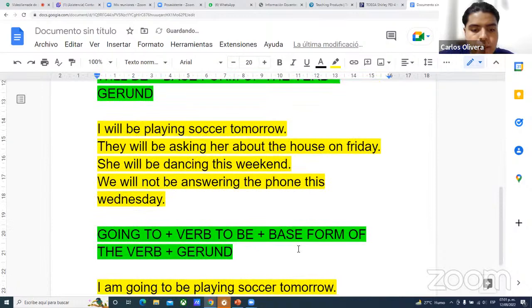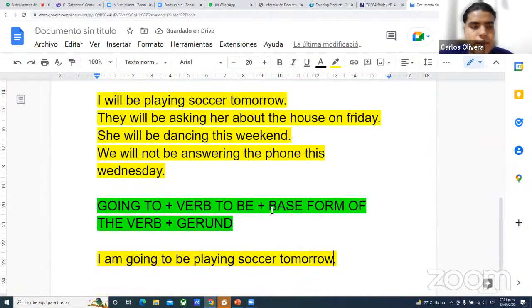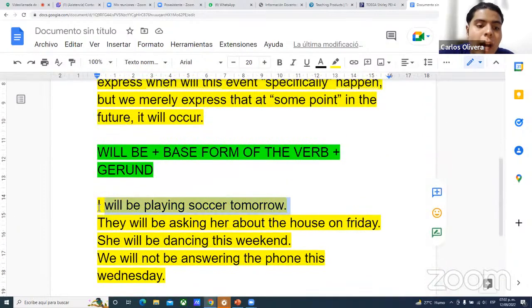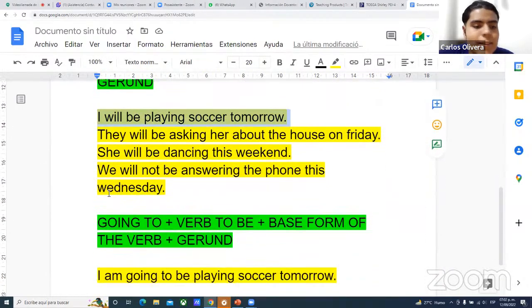Okay, so just in case, as you can see, this is exactly the same. I will be playing soccer tomorrow is, well, basically identical. That was the word I was looking for before. I am going to be playing soccer tomorrow is identical to what? To I will be playing soccer tomorrow. This is exactly the same.